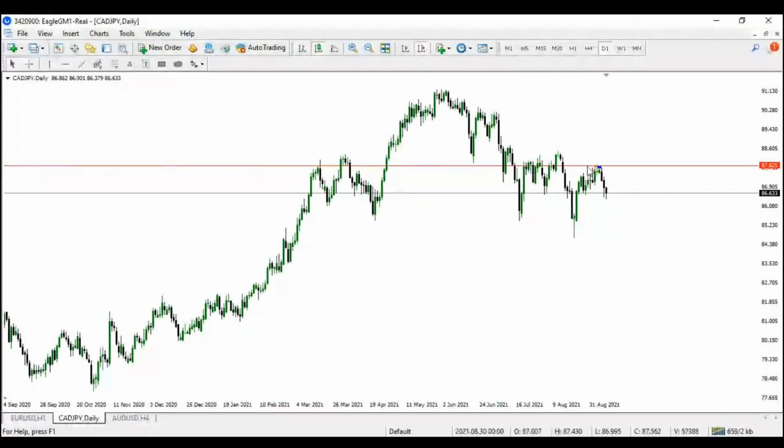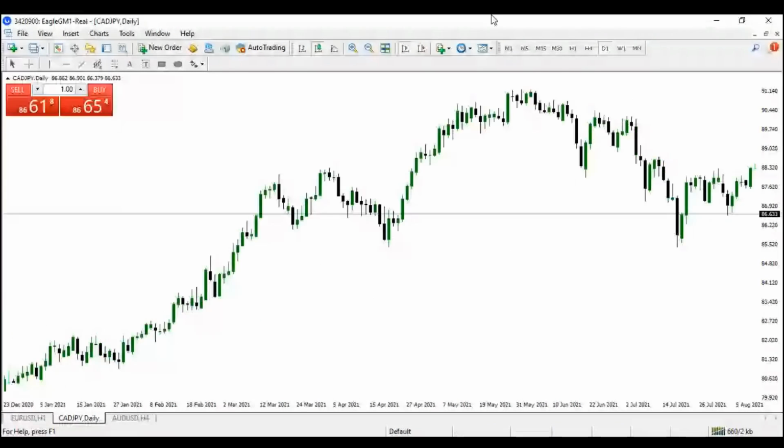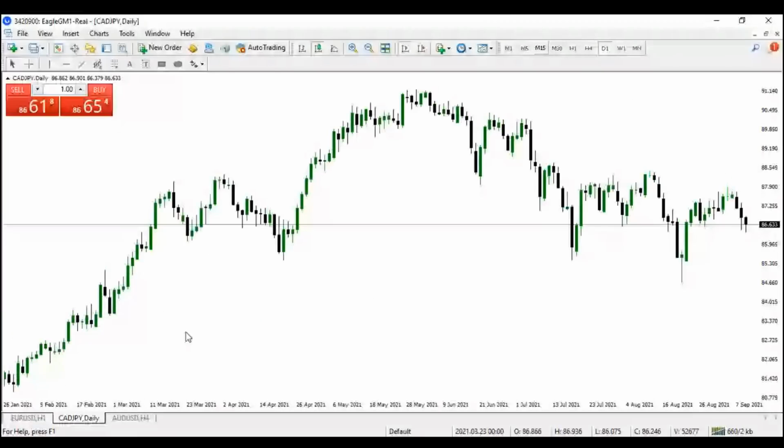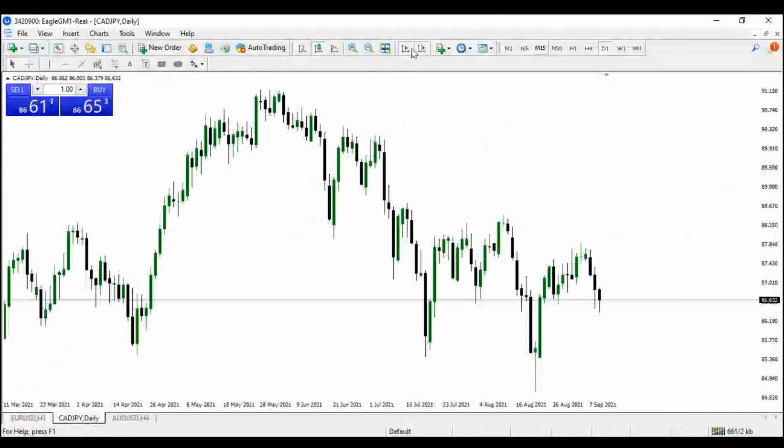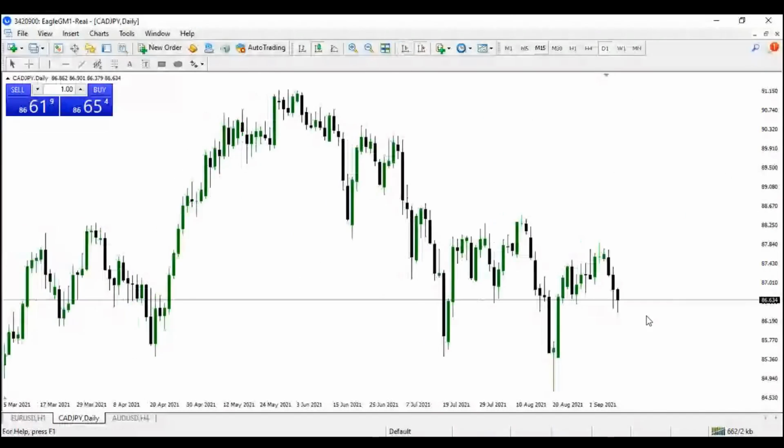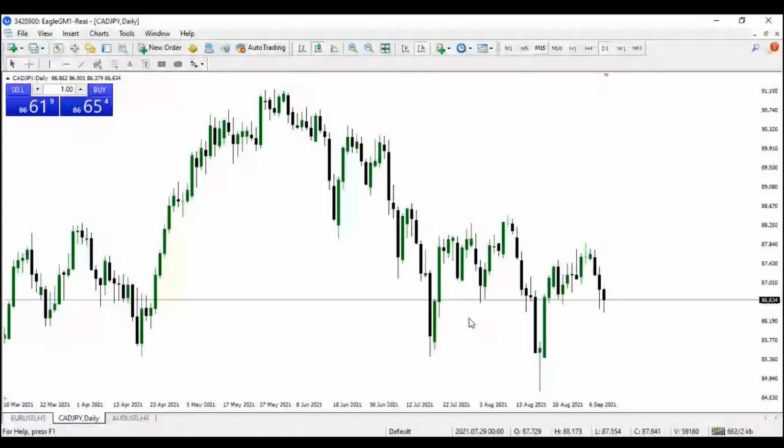I will only be looking for sell trades here, and I'll use CAD JPY as an example. We'll look for a sell opportunity on CAD JPY. Don't worry about it. I'll show you how we use smart money concepts to look for a sell opportunity on CAD JPY, and you'll see it will come with accuracy.